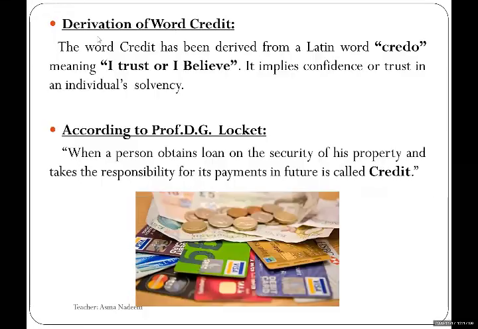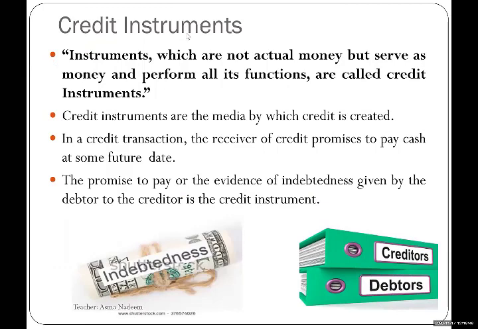Now moving on in the chapter, derivation of the word credit. The word credit has been derived from the Latin word credo. Credo means I trust, I believe. It implies confidence or trust in an individual's solvency. So with the word credit, we trust the customer, we trust the other person. That is why we give him or her a credit. According to Professor D.J. Lockett, this is written in your book, when a person obtains a loan on security of his property and takes responsibility, okay, the person is taking the responsibility that I will make you a payment in future, it is called credit.